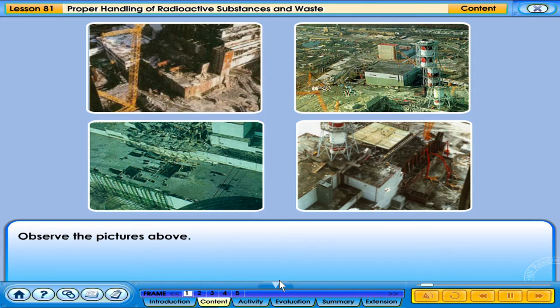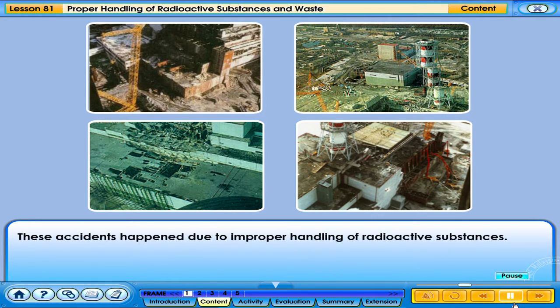Observe the pictures above. These pictures are taken after a nuclear accident. Why did this accident happen? This accident happened due to the improper handling of radioactive substances.